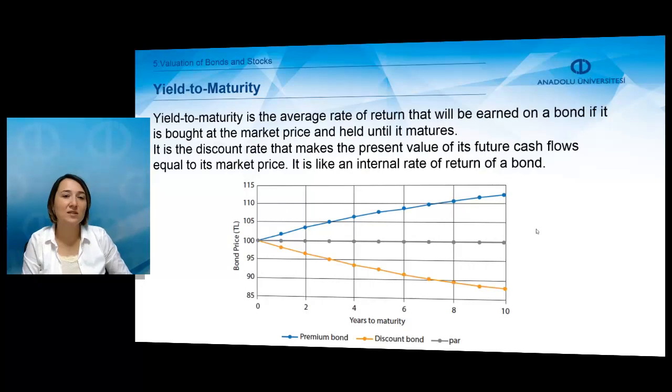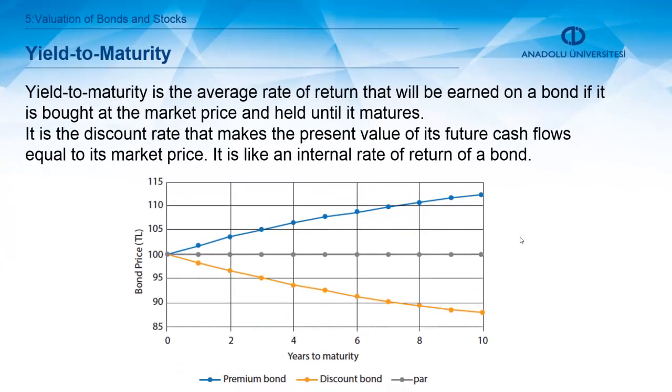We have another concept, that is yield to maturity. It is the average rate of return that will be earned on a bond if it is bought at the market price and held until it matures. It is the discount rate that makes the present value of future cash flows equal to its market price. It is like an internal rate of return of a bond.